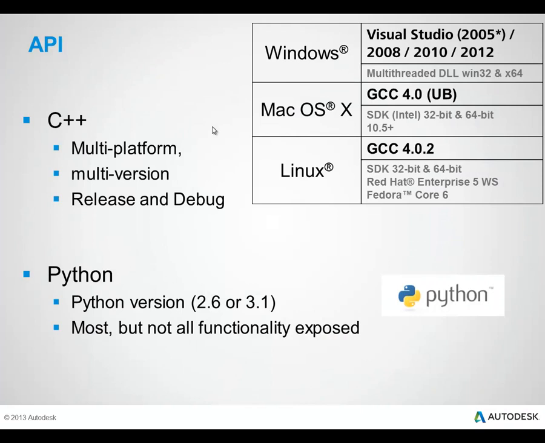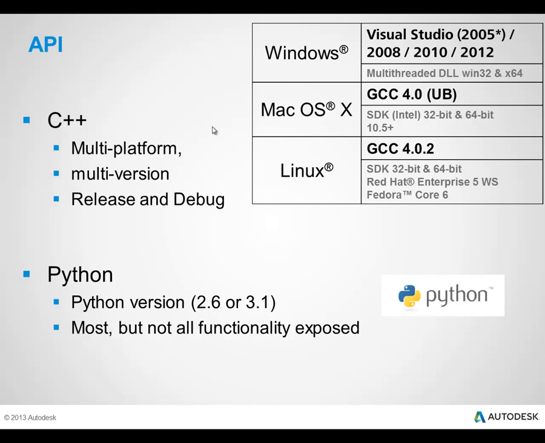So let's look at the SDK itself. It is primarily a C++ based SDK. It's standalone, so you do not need to have any other Autodesk products to use it. It's a completely standalone SDK. It's multi-platform. It's also supported multi-version, and we provide release and debug libraries.